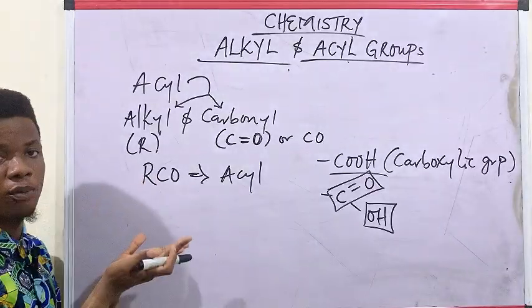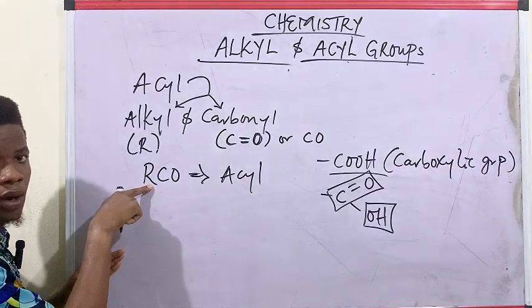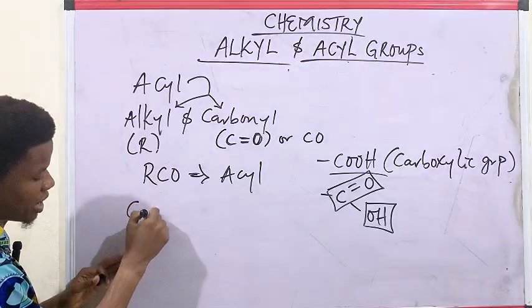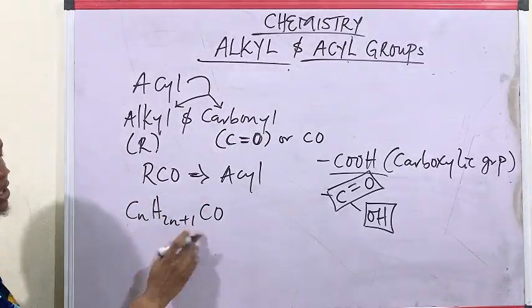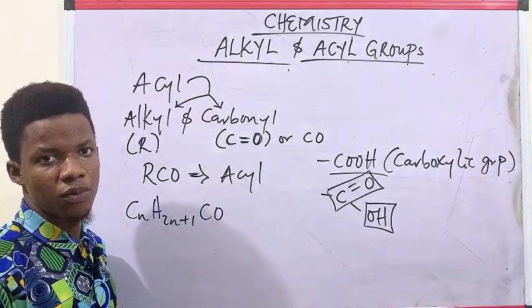So in summary, we can write the formula. This is already the formula, or you can simply replace. Remember I said that R is what? CnH2n+1. So you can do it like this. CnH2n+1 CO is acyl, carbonyl. Acyl carbonyl is what we have.